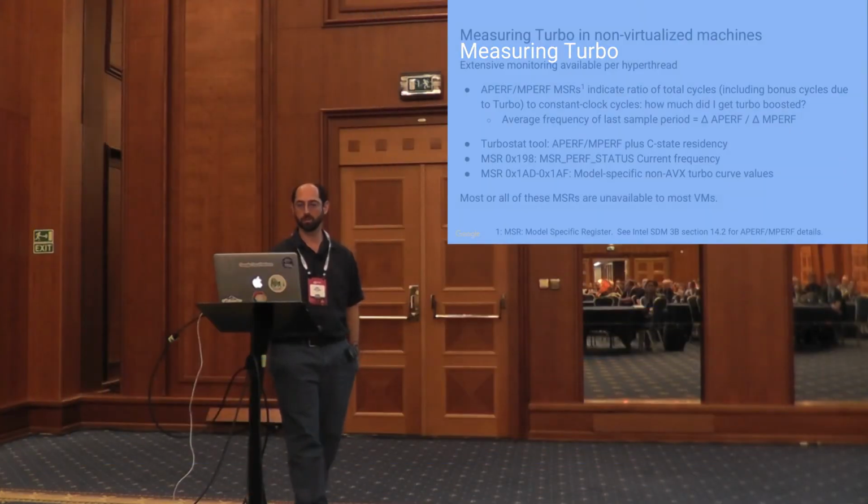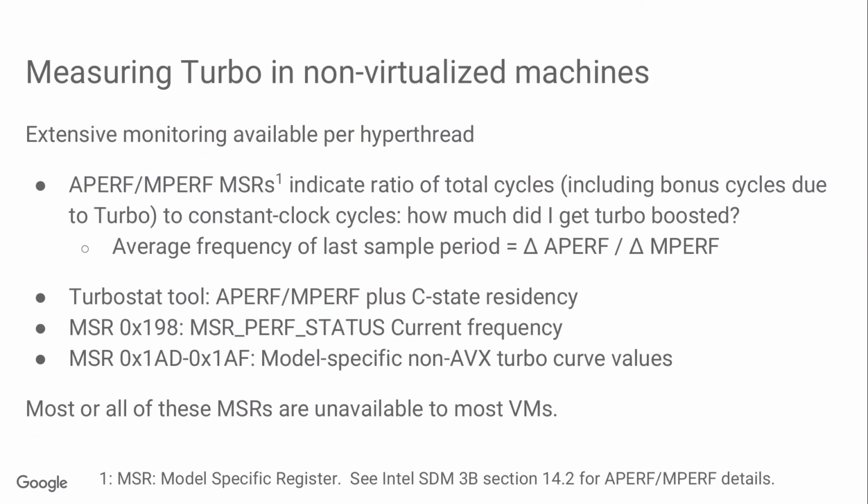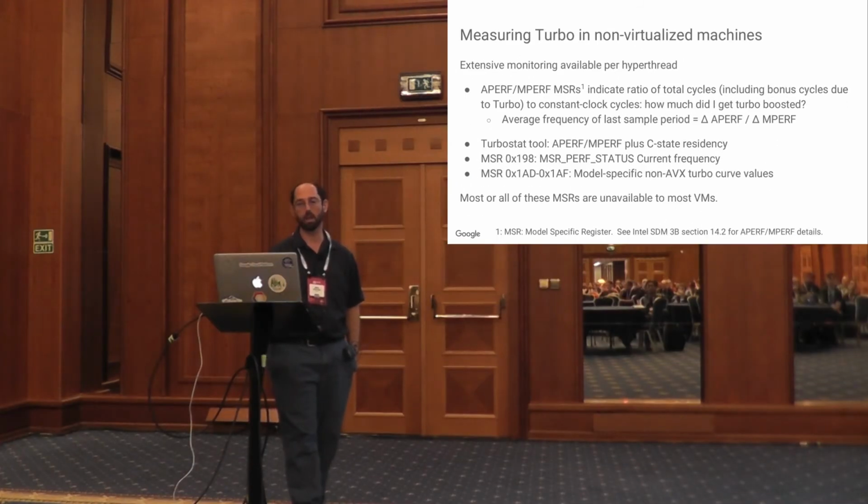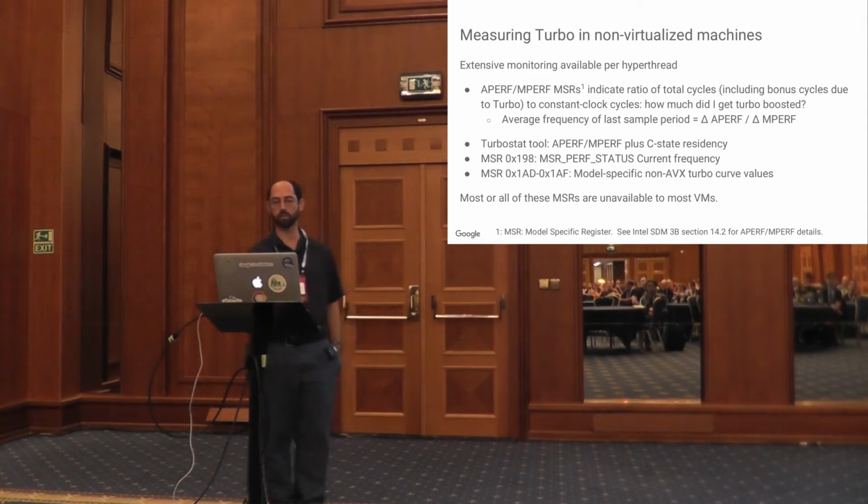So moving on to how I measure this. If I have a host machine, a native machine, I have a lot of capability to measure. This gets x86 specific and a little Intel specific. There are model-specific registers called APERF and MPERF that have been around for quite a while, both in AMD and Intel. They're not defined by themselves. The ratio is defined.